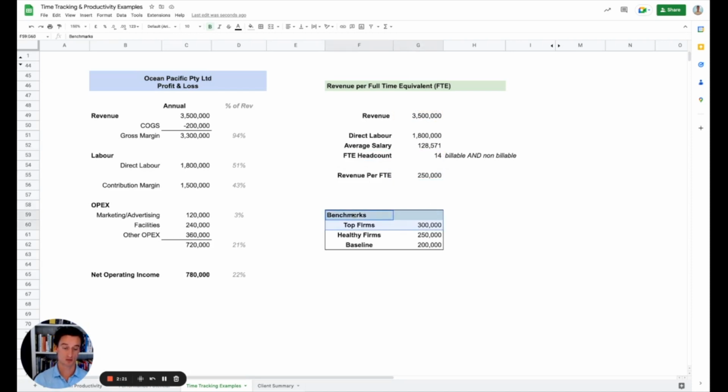Here's a quick benchmark for you. I think at minimum, you should be earning 200 grand per full-time equivalent in your business. Healthy firms are doing above that. So 250 is really good. That's a healthy firm. And then top firms are doing 300K or above. So they're maximizing their revenue based on their headcount. And they're using systems to do that, really good value pricing. There's a lot of different ways you can try and do it, but that's the name of the game.